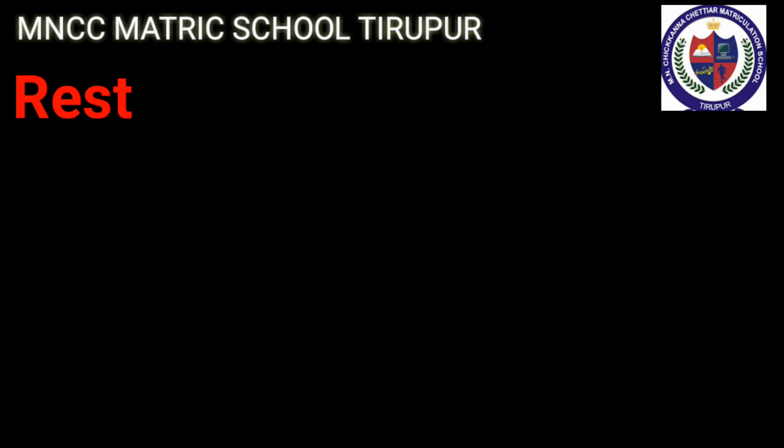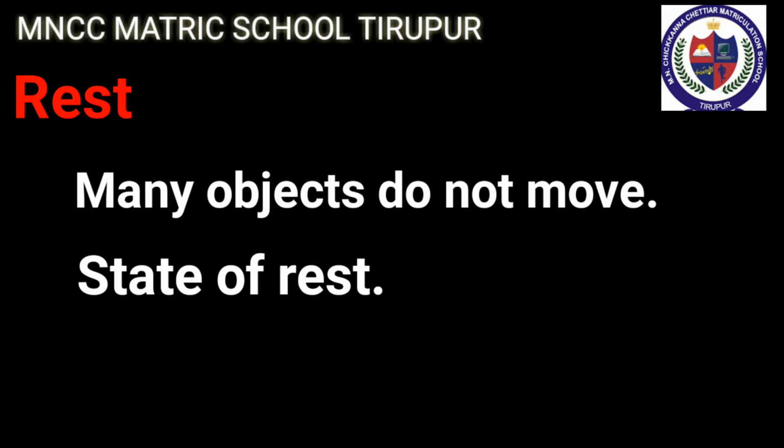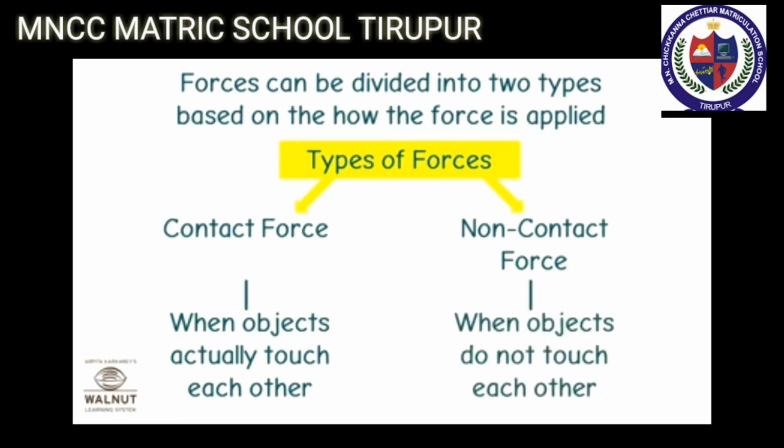Next, we'll see about rest. If we look around us, we observe that many objects do not appear to move. Thus, we consider them to be at the state of rest. Here, some examples of the state of rest are tools lying on the floor, a bench fixed in the park, and books lying on the table.